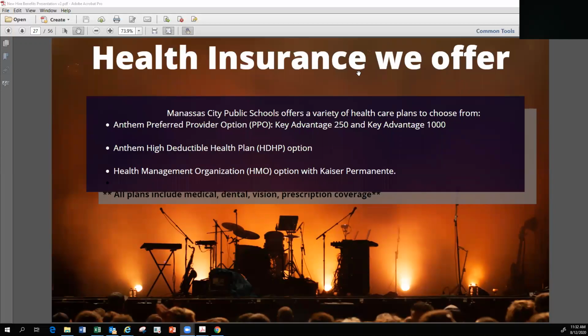So we offer a variety of plans. As you can see, we have two Anthem PPOs. One's called Key Advantage 250 and the other is Key Advantage 1000. And we have our Anthem High Deductible Health Plan. And then we have our HMO, which is with Kaiser Permanente. And one really important thing to note before we get started is that when you pick one of these plans, it is going to include your medical, your dental, your vision, and your prescription coverage. So each one includes all of those items.